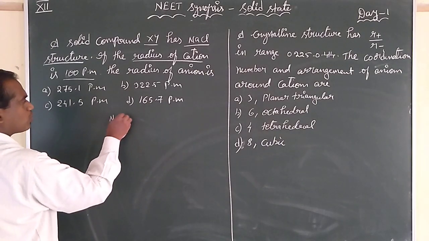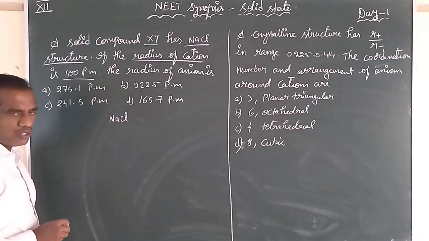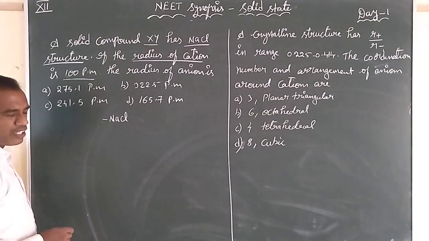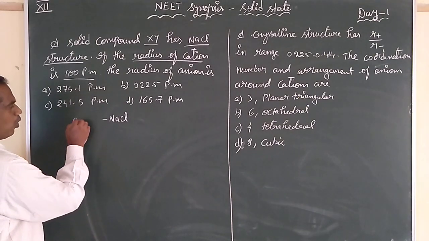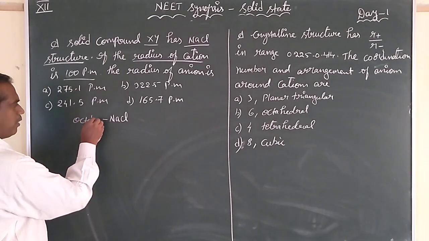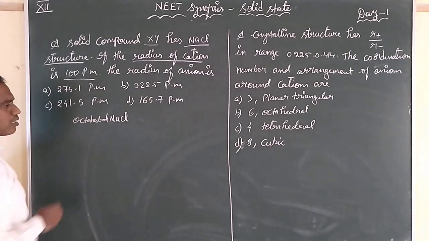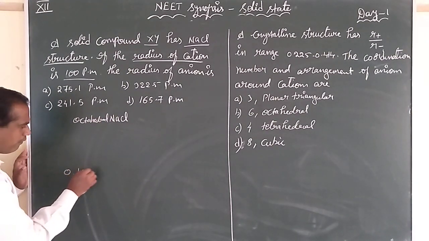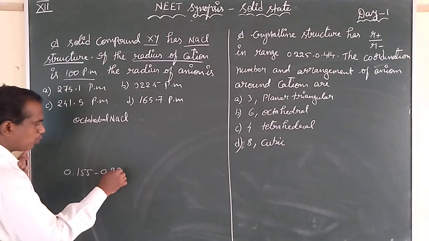NaCl shows which type of arrangement? NaCl shows which kind of arrangement we had seen. It will show an octahedral type of arrangement. Which kind of arrangement? Octahedral type of arrangement. Don't forget the value 0.155 to 0.225.